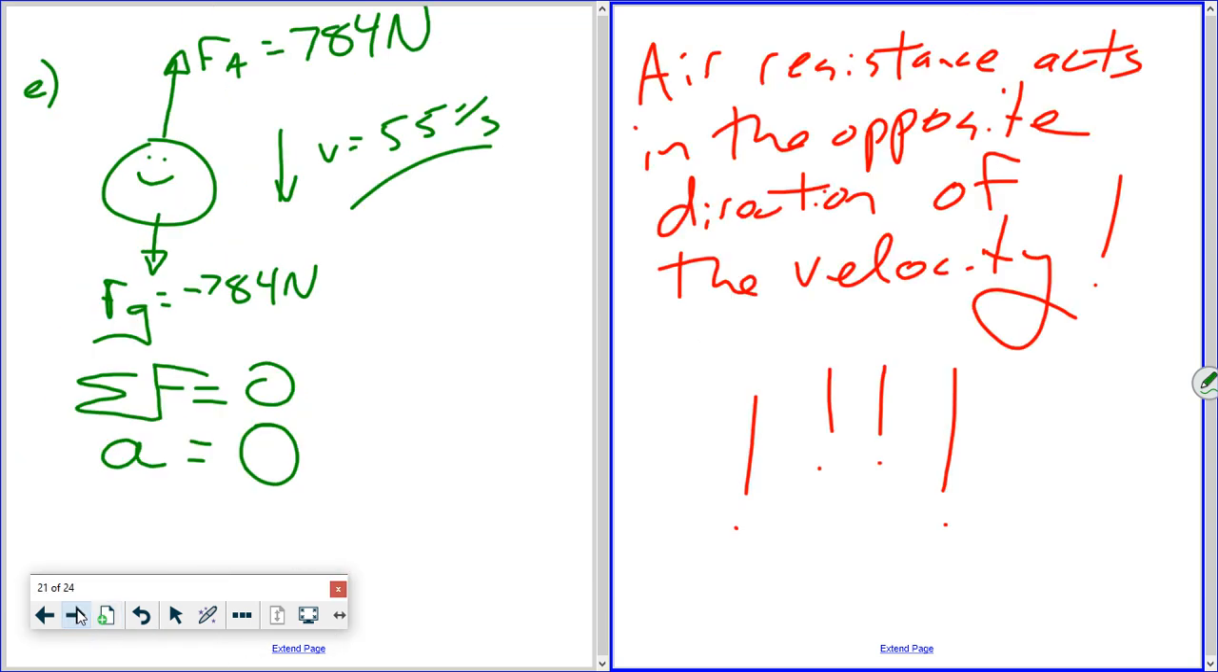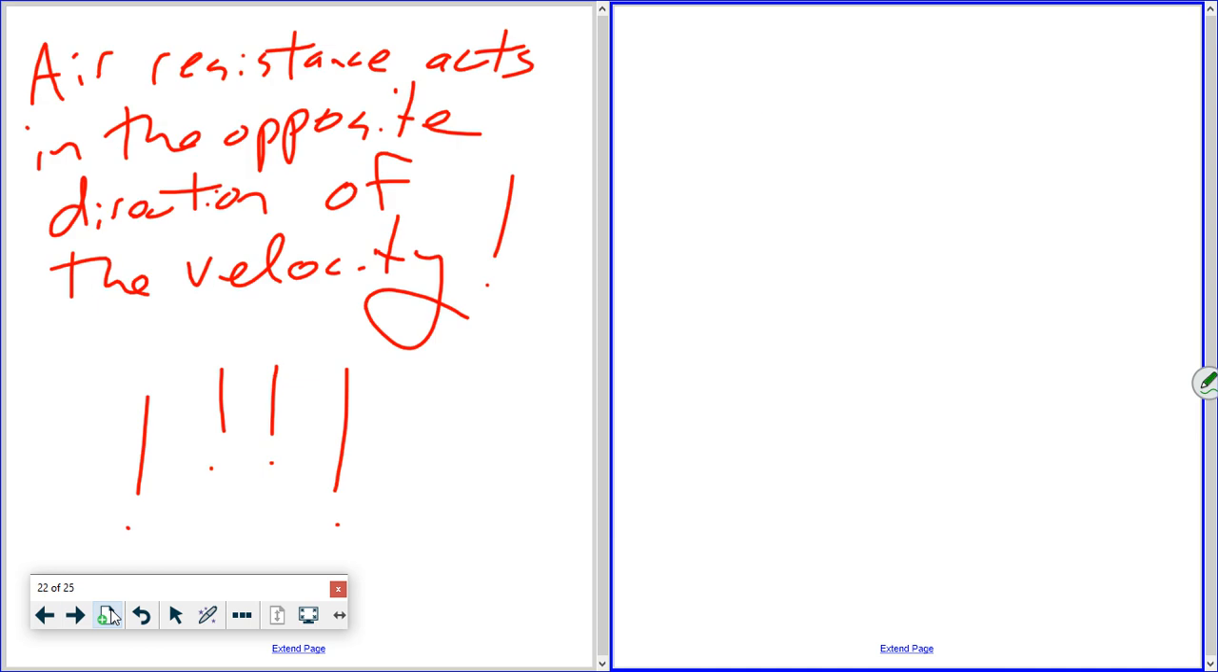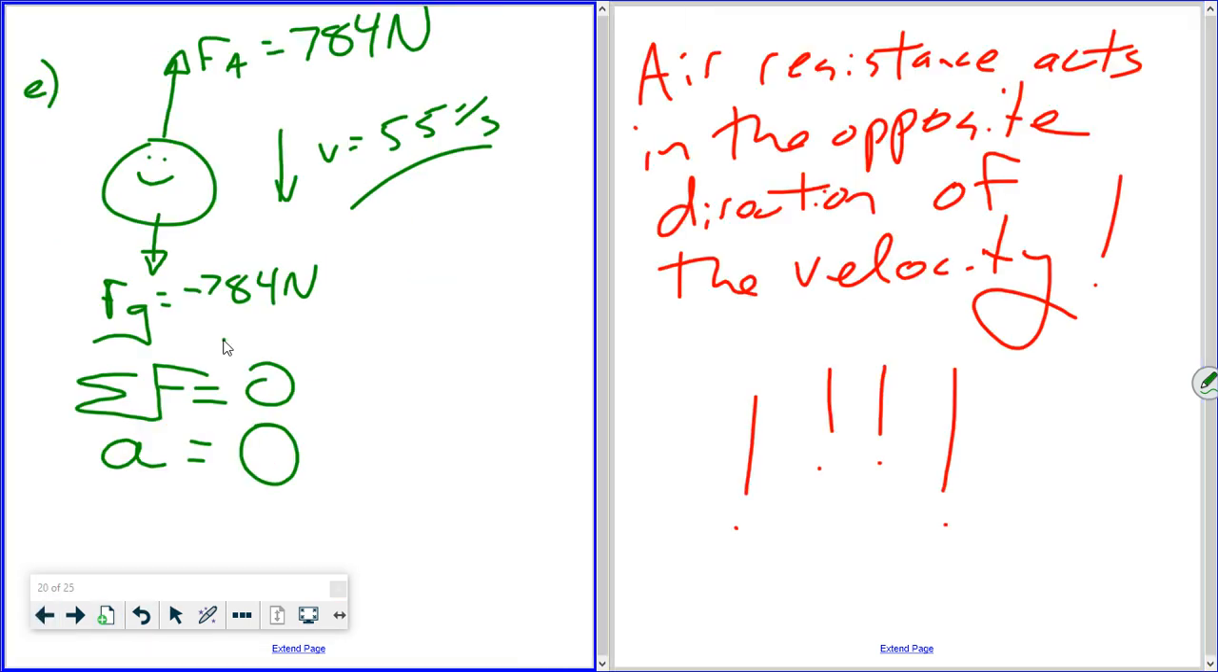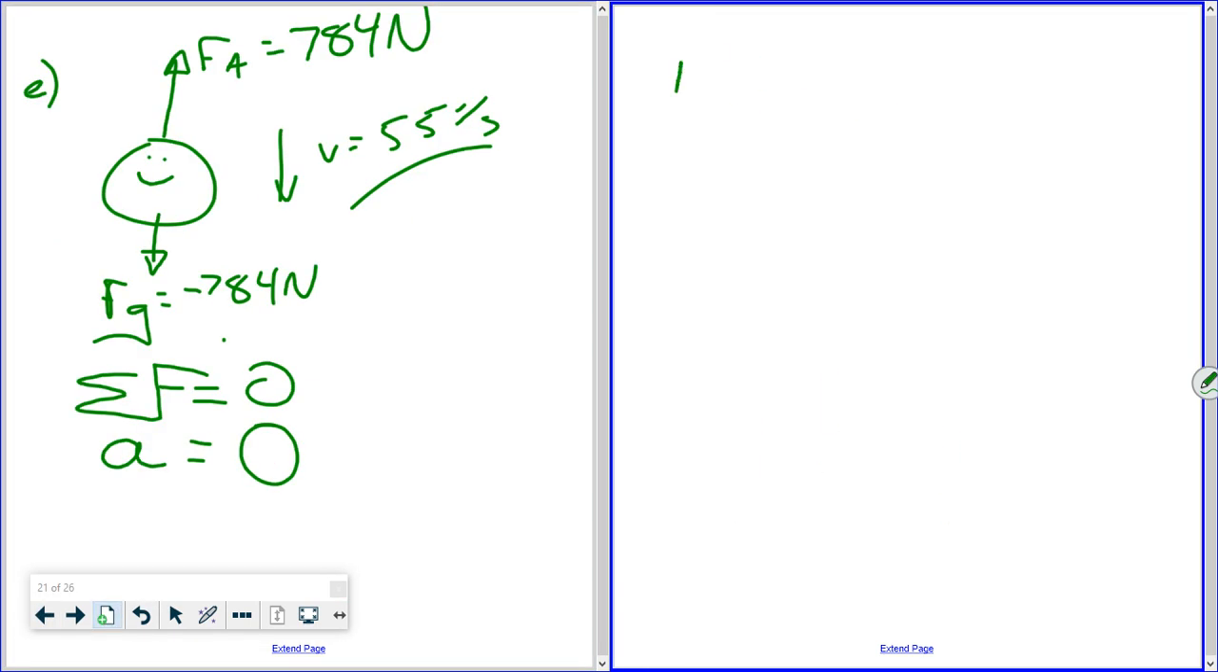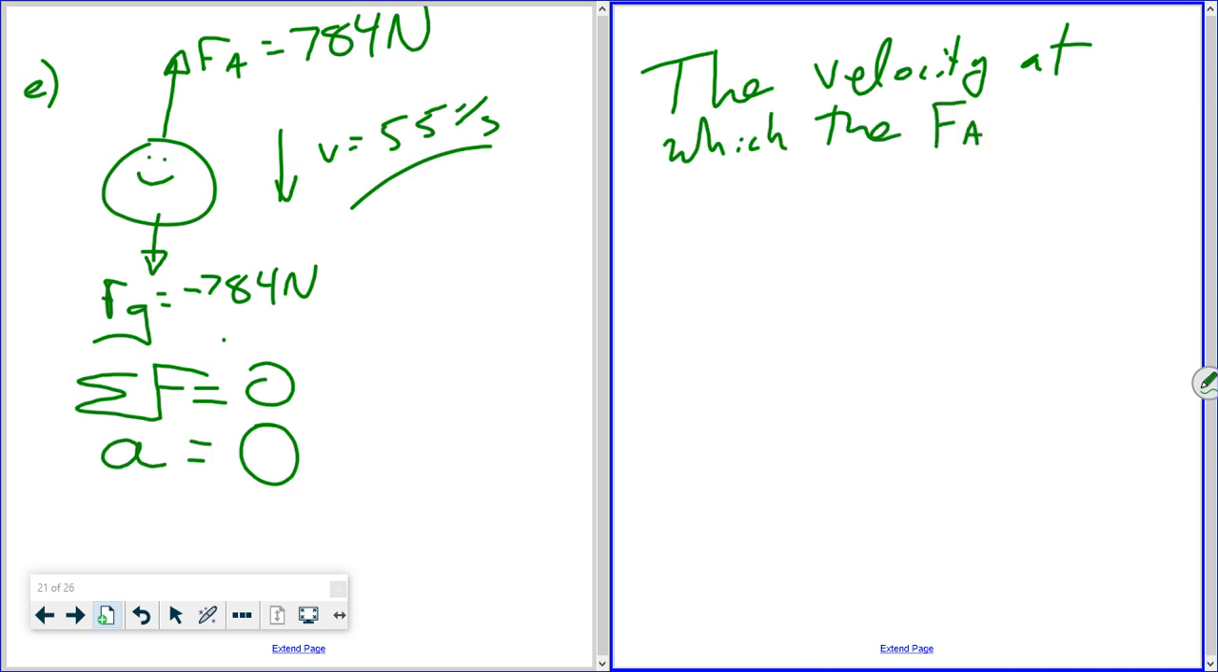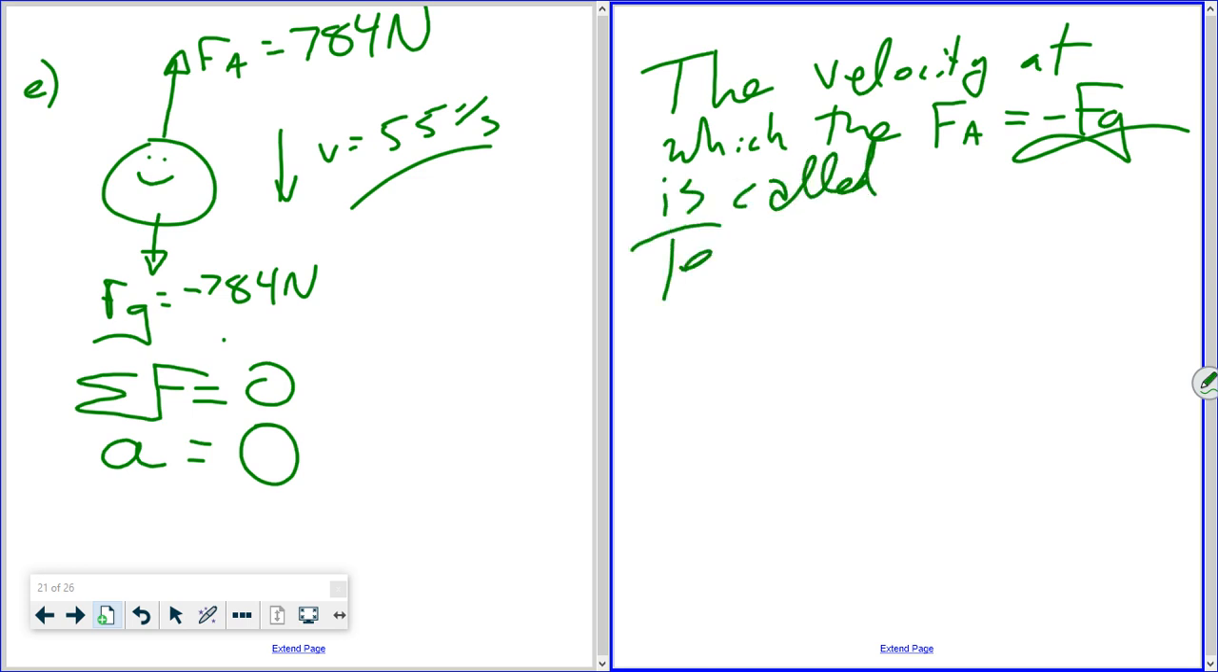All right, so the velocity at which the force of air resistance is equal to but opposite the force of gravity is called terminal velocity.